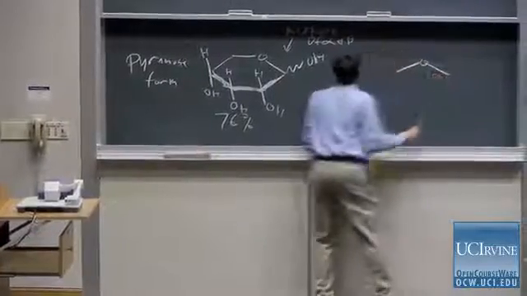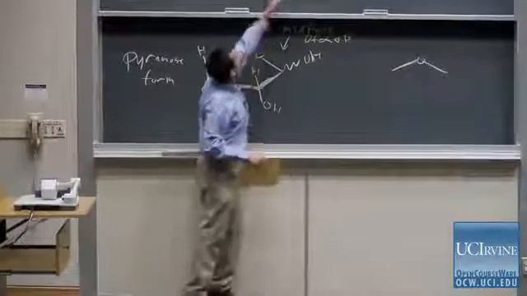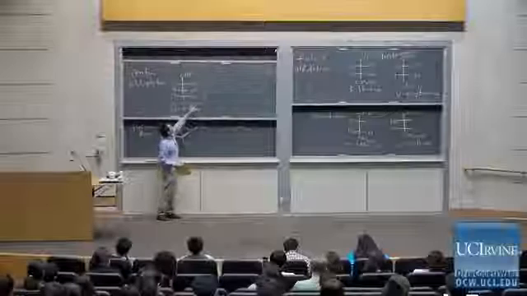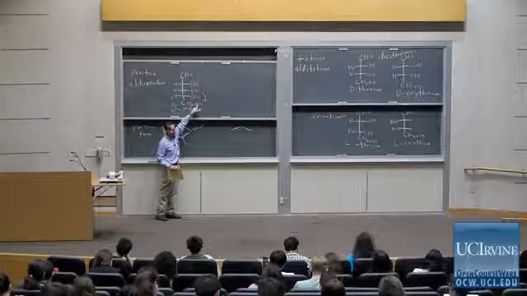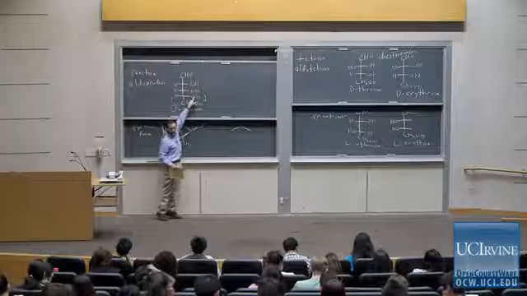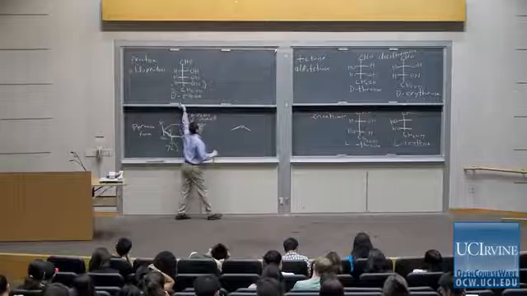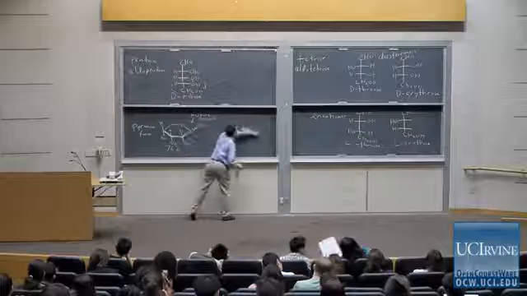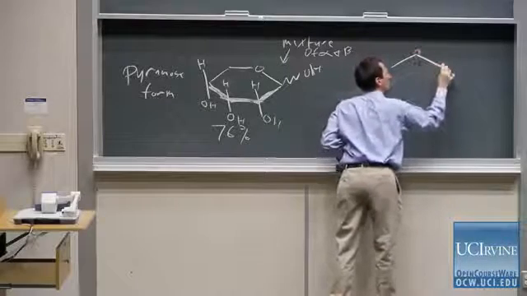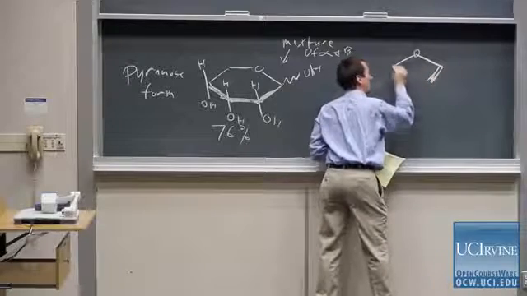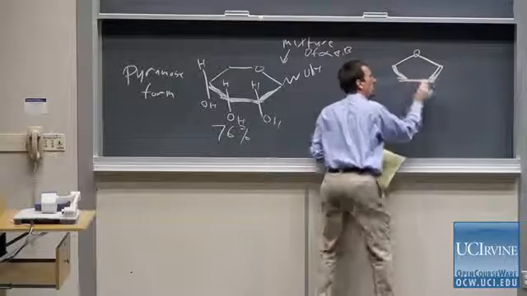So we're going to draw the furanose form. So the furanose form is going to be cyclizing not onto this oxygen to make a 6-membered ring, but onto this oxygen to make a 5-membered ring. So now, and I guess I'll raise this up a little bit to give me room. So now we'll draw the Haworth projection of the furanose form.